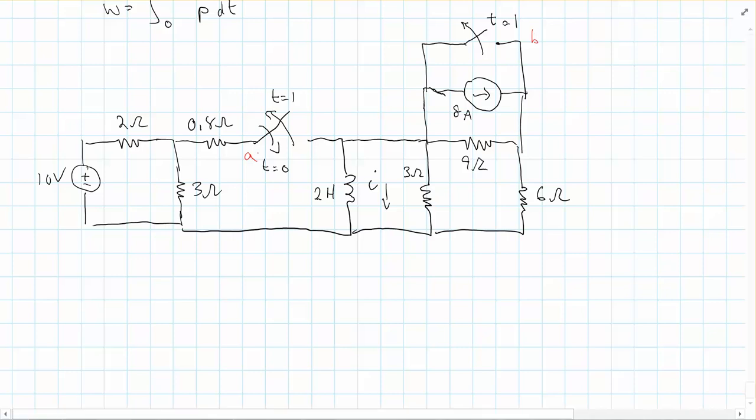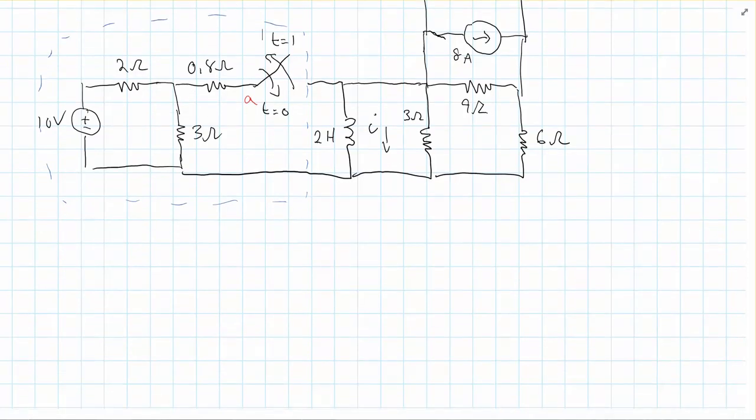Because at t equals 0, this switch closes here, and then at t equals 1, this one opens, and so does this one. Now let's first talk about what happens with this switch being closed here. First off, this part of the circuit's not even there. I'll kind of box it off. This part of the circuit here is not even present for t less than 0, because that switch is open.